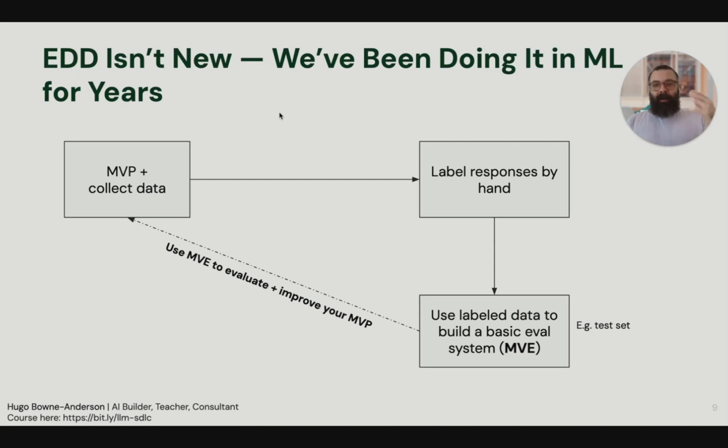So evaluation-driven development isn't new. We've been doing it for years in ML. You'll build an MVP in machine learning and collect data. You'll have labeled responses that you have by hand or some other mechanism, ideally by hand, of course, and then you use labeled data to build a basic eval system, like a test set. Well, a test set, right? And then you'll use the MVE to evaluate and improve your MVP.